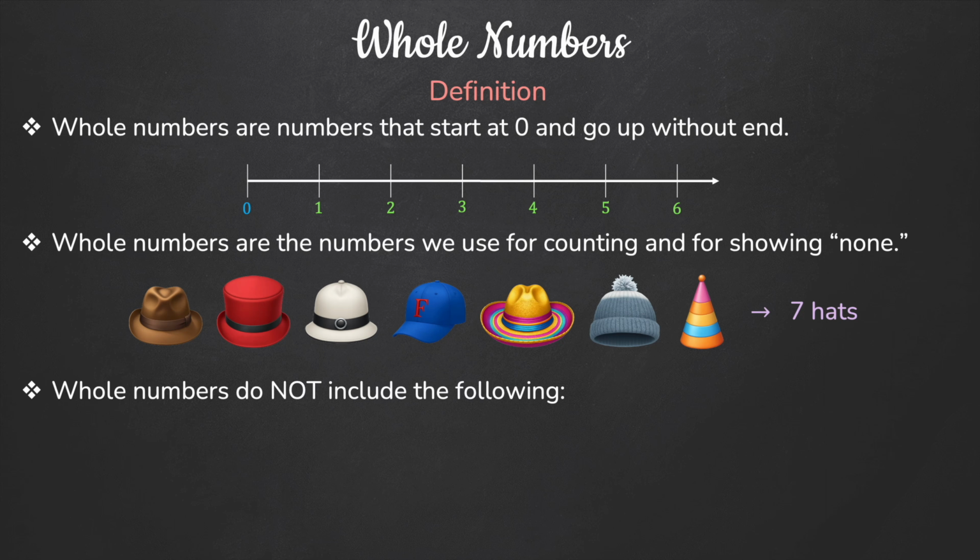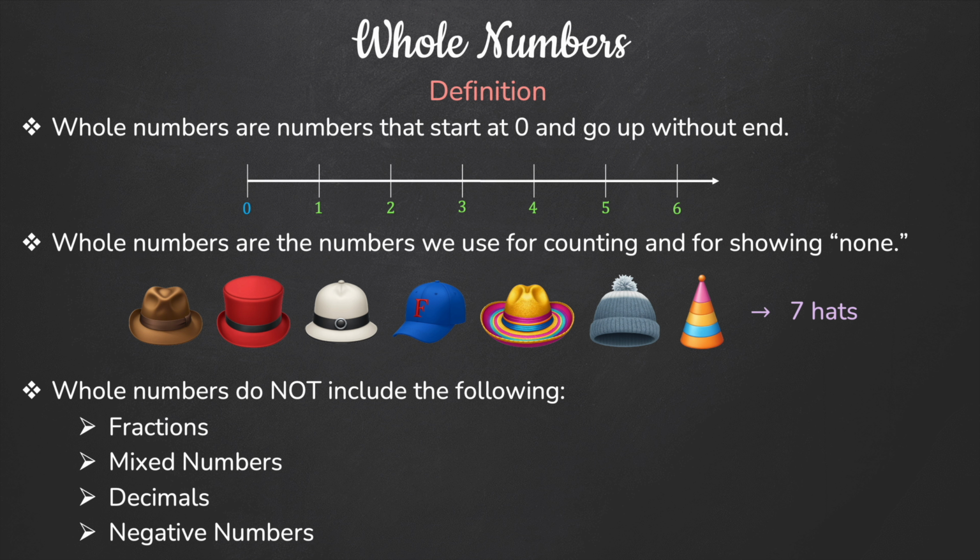Whole numbers do not include the following: fractions, mixed numbers, decimals, and negative numbers. So 1/2, 5 3/4, 49/100, 7 2/10, and -3 are not whole numbers.